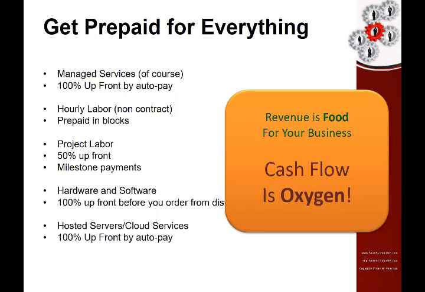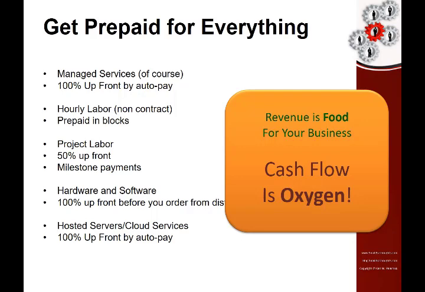Project labor, generally, I encourage people to get 50% up front. So you get a project that's $5,000 in labor, you're going to get $2,500 up front, and then you're going to make milestone payments so that when the server is finished installing or when the internet connection is up or whatever, there are points at which you collect the rest of the money.